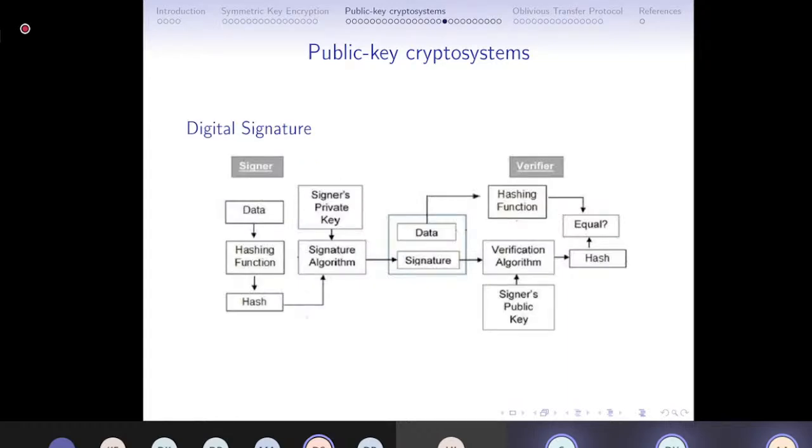Next, in the public key crypto system, we have the digital signature. So what is a digital signature? In a digital signature, the signer signs a particular message and sends it to the verifier, and the verifier uses the signer's public key to verify that message. This is the actual block diagram of the digital signature. The signer takes the message, applies the hash algorithm, and computes the hash of it.